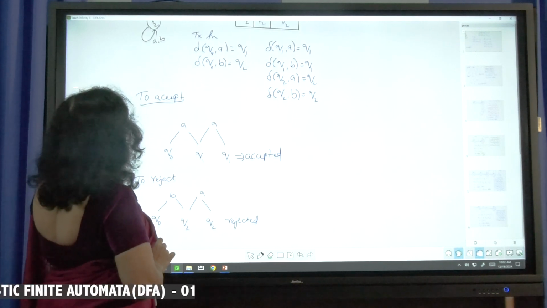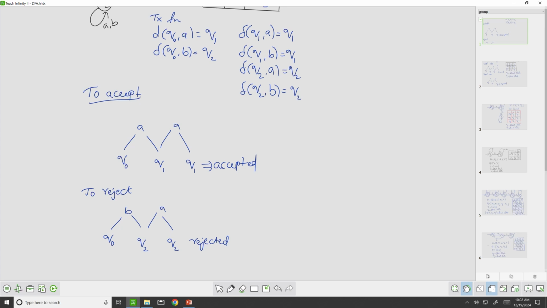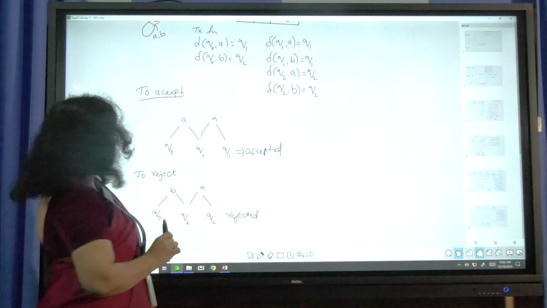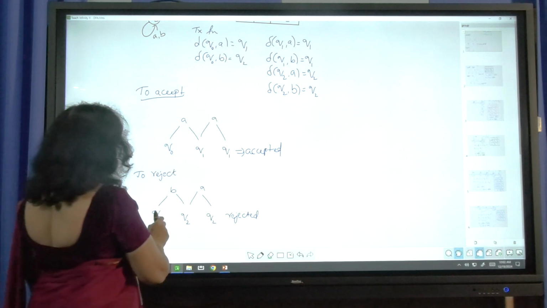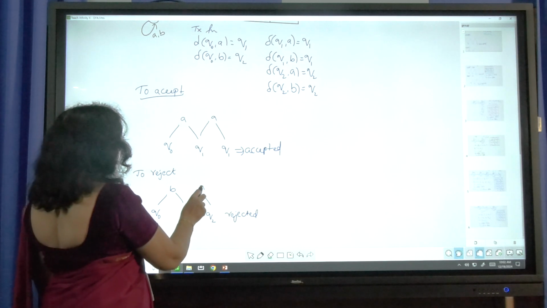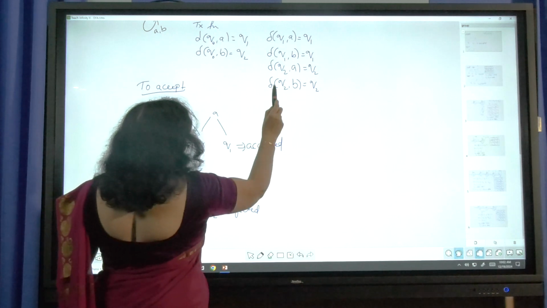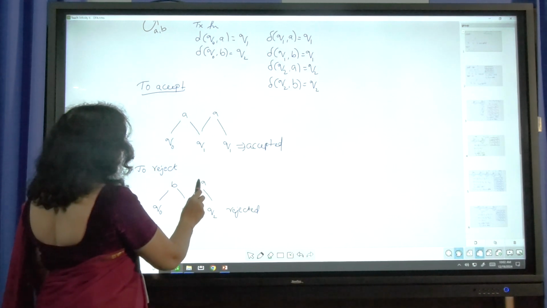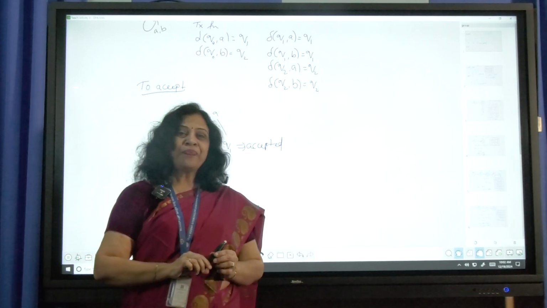Now, how to reject a string? I have taken the string BA. The string is not starting with A, so it should be rejected. Let's see how. Q0 on B is Q2. Once we are in Q2, whether we get A or B, we remain in Q2 as we have seen. So Q2 on A is Q2. The string is rejected. So that solves the problem.